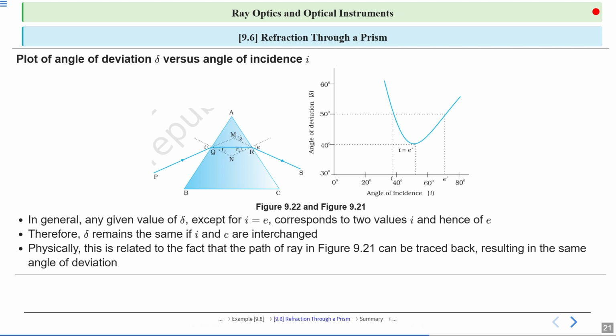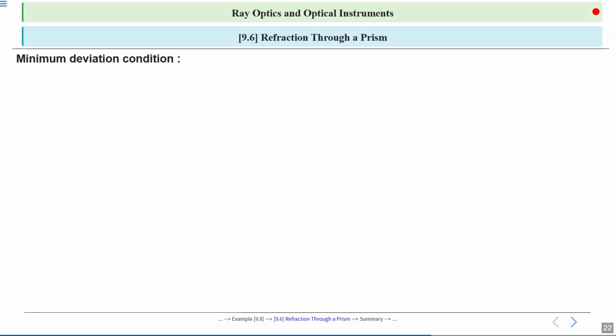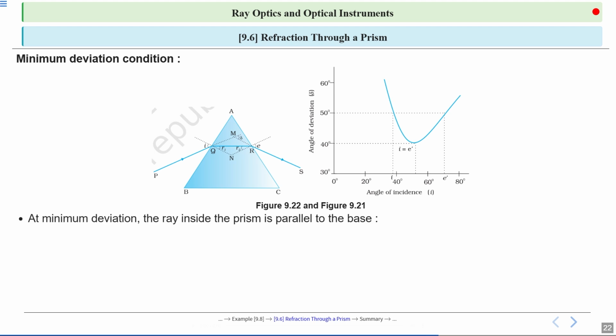Got it? So at the angle of minimum deviation, I becomes equal to E. At minimum deviation, the light ray inside the prism runs parallel to the base. This is a special condition where the deviation of the light ray is minimized. Understanding this condition is key to mastering how prisms affect light paths. Let's explore what this means in terms of angles and symmetry.